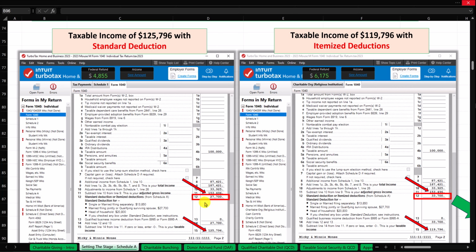Now, on the left side, we're going to take the standard deduction of $27,700. Again, this is a 2023 tax return. And on the right side over here, we're going to take $33,700 in itemized deductions. This will result in $125,796 of taxable income on this side, and we're going to have $119,796 of taxable income on this side.